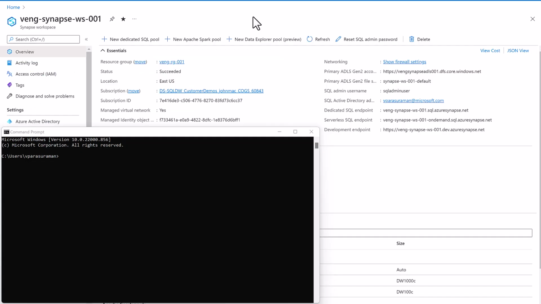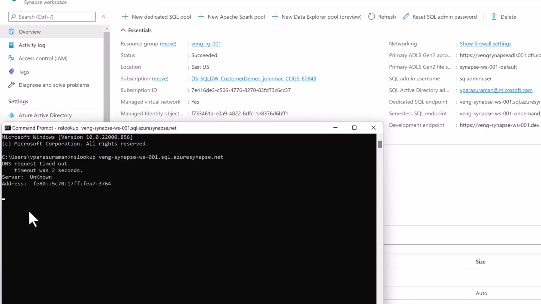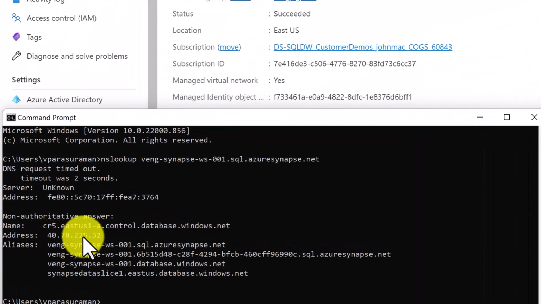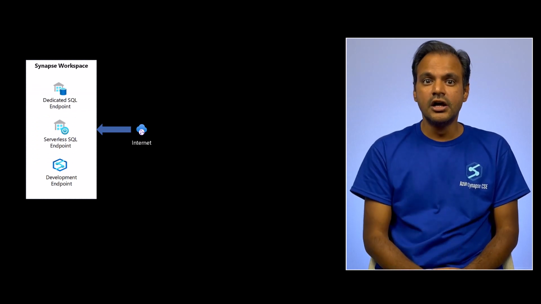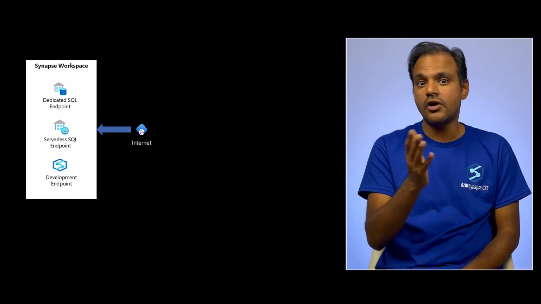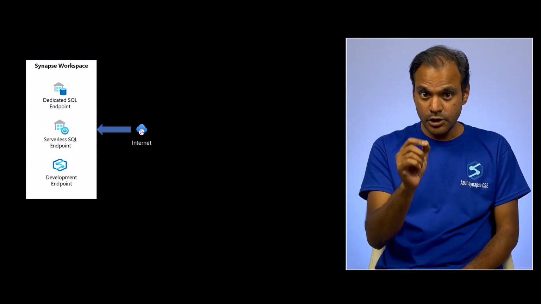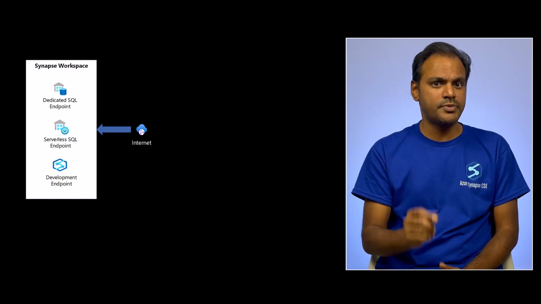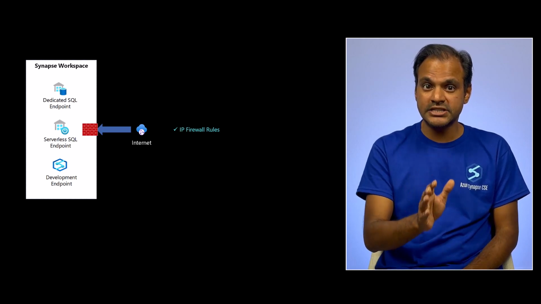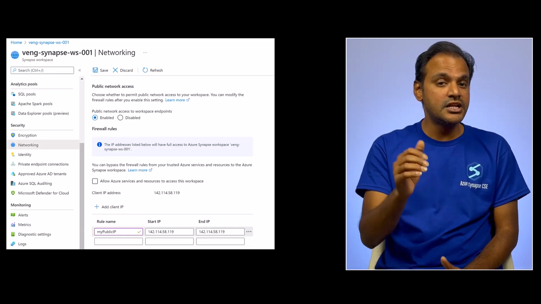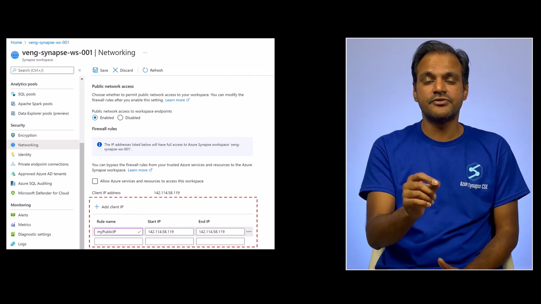When a Synapse workspace is created, all the three workspace endpoints are public endpoints by default. What this means is, if we do an NS lookup of any of these fully qualified domain names, we get a public IP address. And as such, they can be accessed from any network on the internet, including the networks which are outside your organization. So, in order to protect your Synapse resources, every Synapse workspace comes with a default firewall which blocks all incoming traffic to the workspace public endpoints, except from the list of public IP addresses that you specify in the firewall rules.